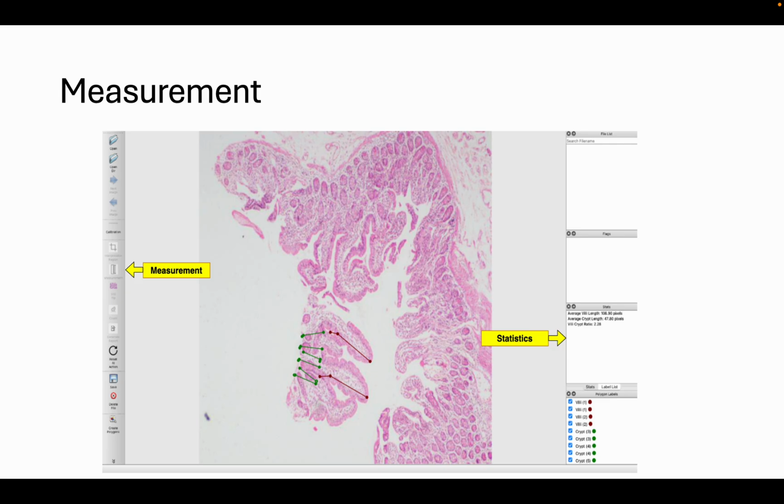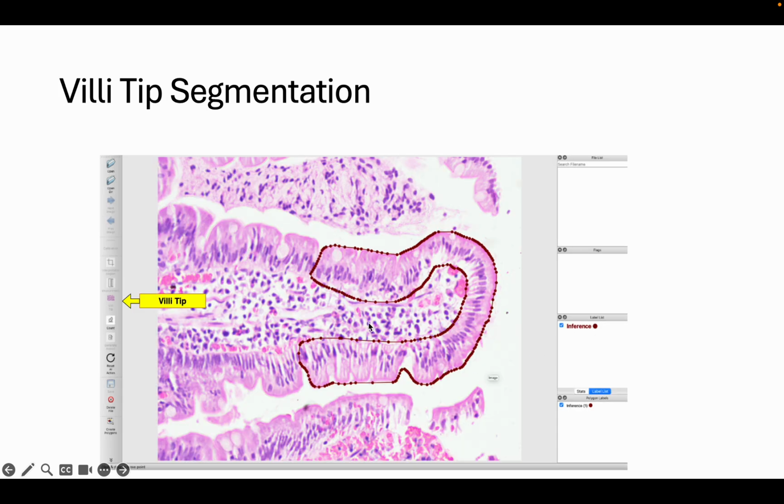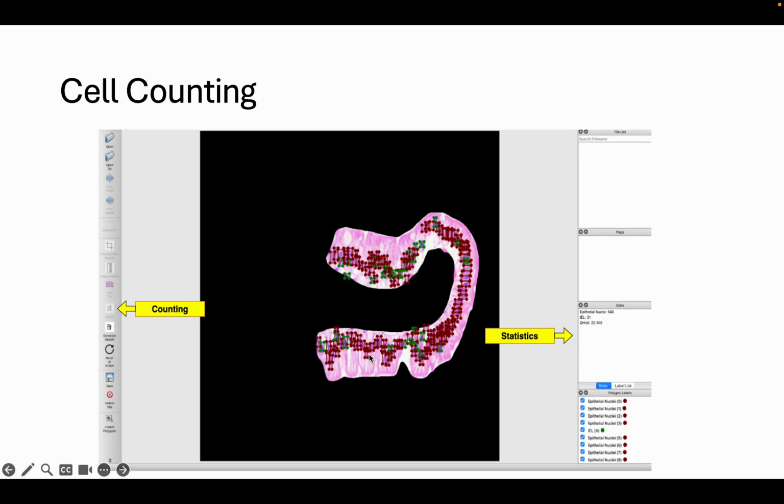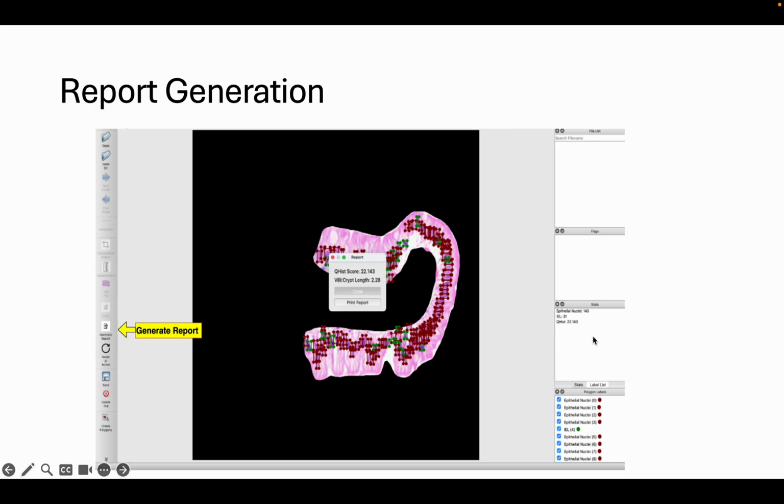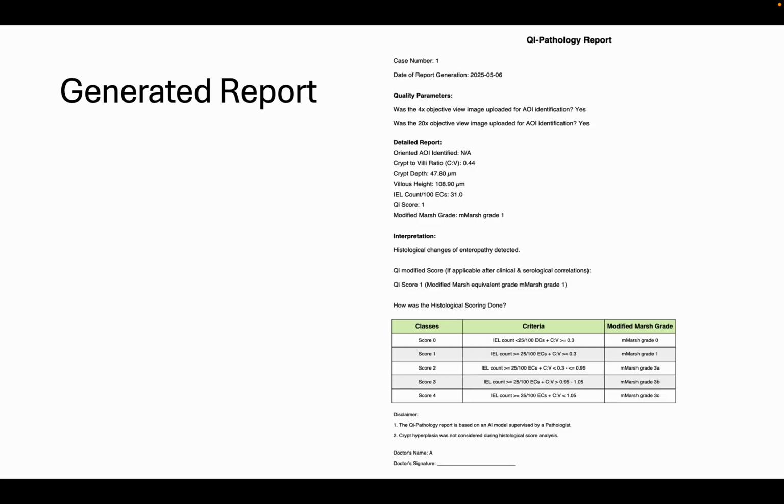Once the interpretable region is identified, we pass it to the measurement module, which predicts the length of crypt and villi, and also provides the average villi length, average crypt length, and villi to crypt ratio. Then we upload a 20x image where we identify the tip of villi, and in the tip of villi we identify the type of cells, that is IELs and the epithelium nuclei, and compute the Q histology score. The next is basically generating the report.